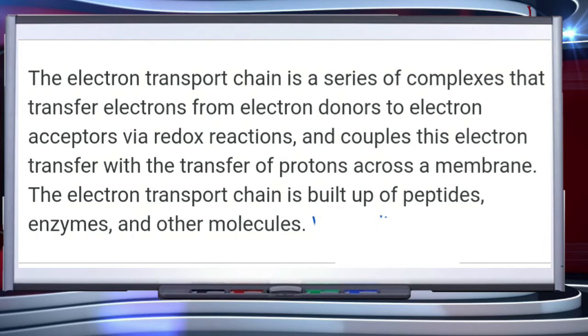The electron transport chain is a series of complexes that transfer electrons from electron donors to electron acceptors via redox reactions, and couples this electron transfer with the transfer of protons across a membrane. The electron transport chain is built up of peptides, enzymes, and other molecules. ETS occurs in the electron transport particles, that is ETP, on the inner surface of the inner membrane of mitochondria.